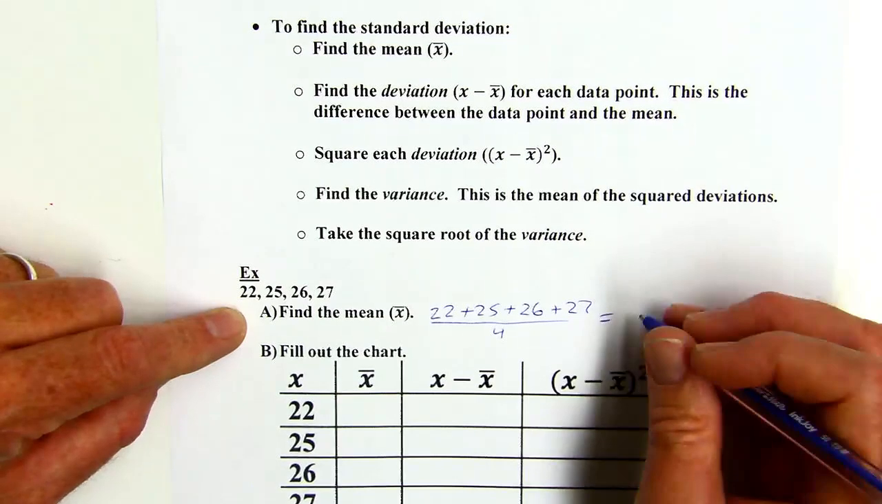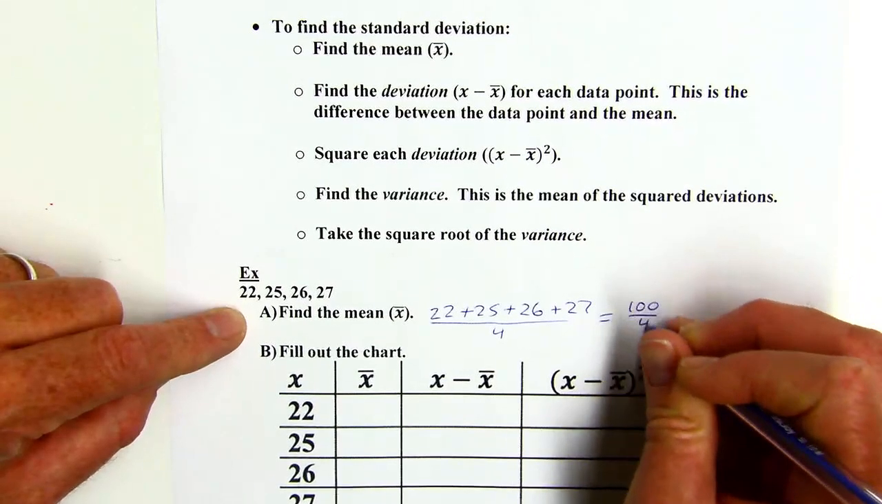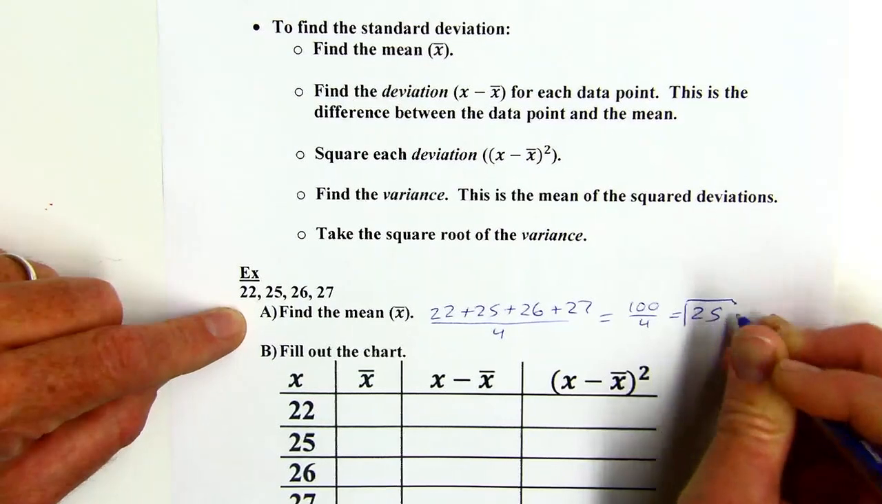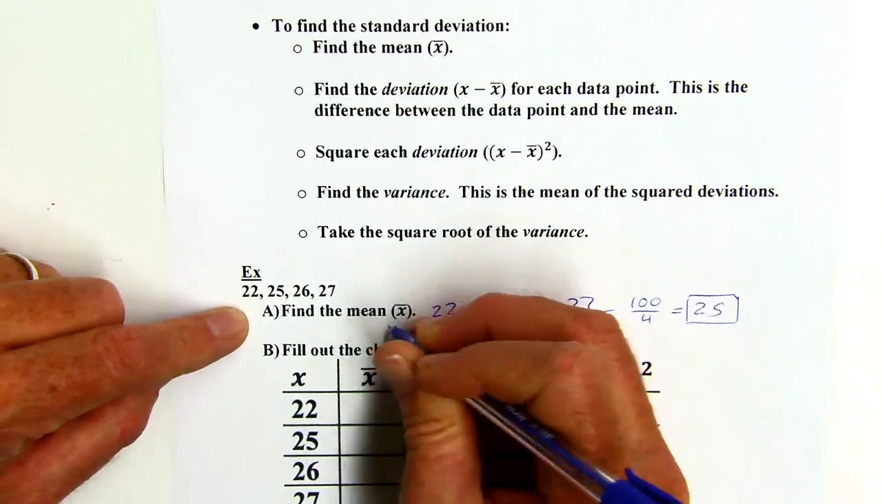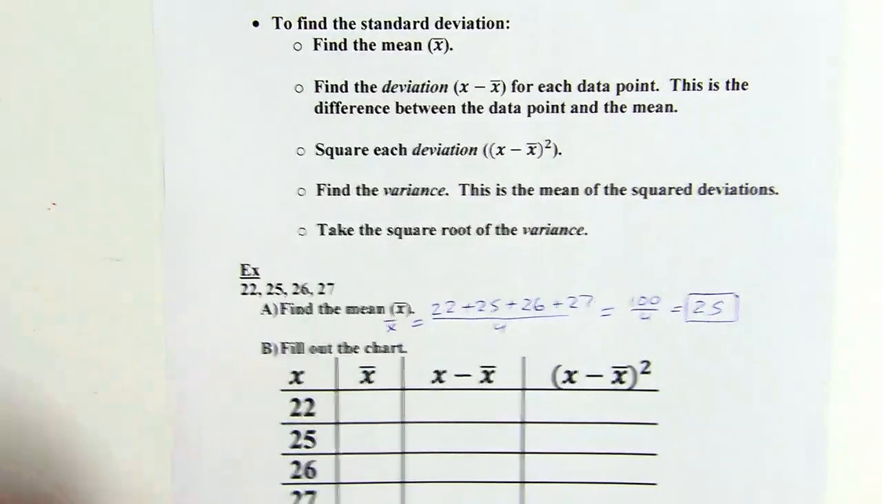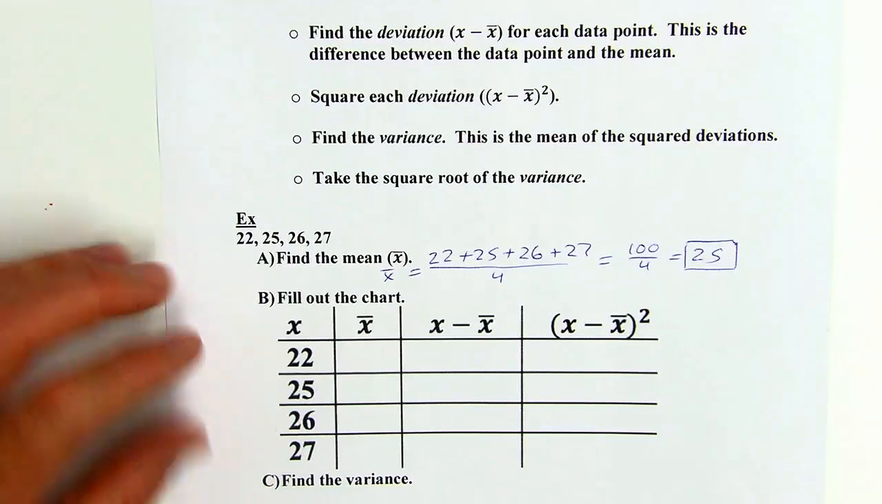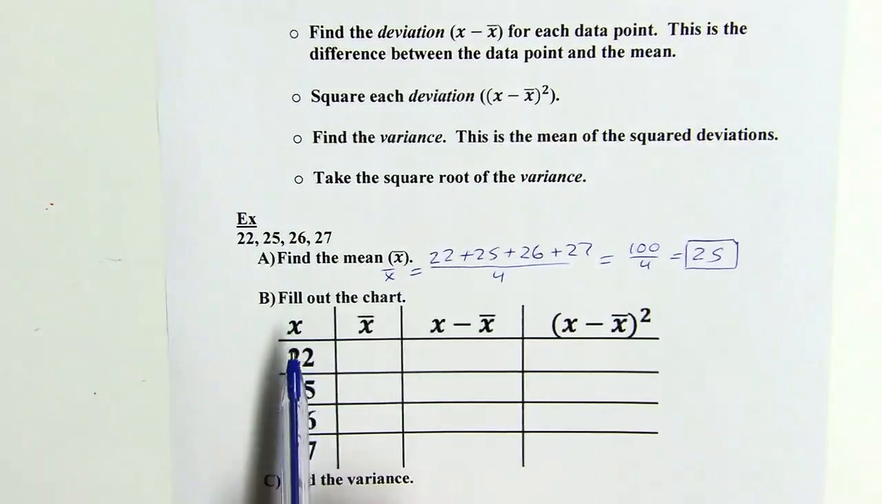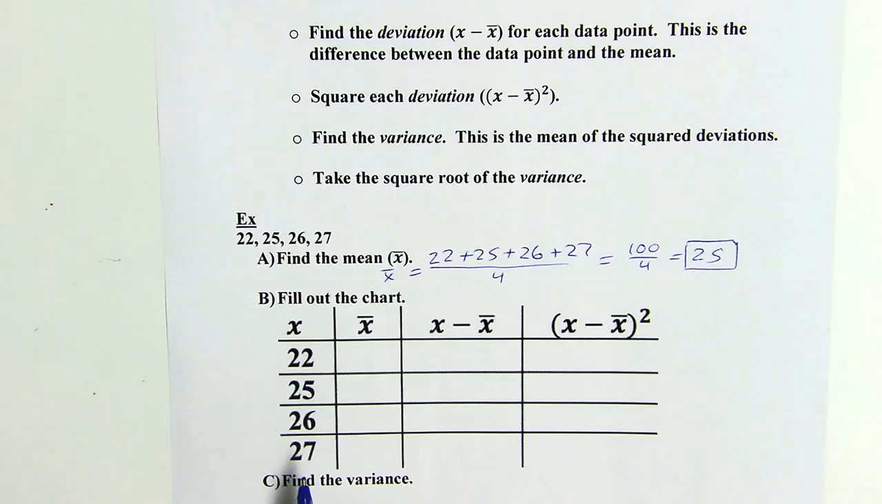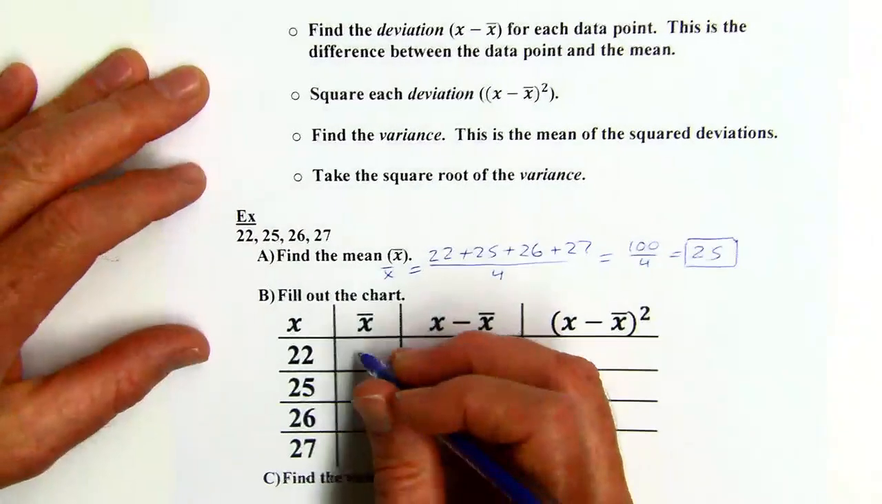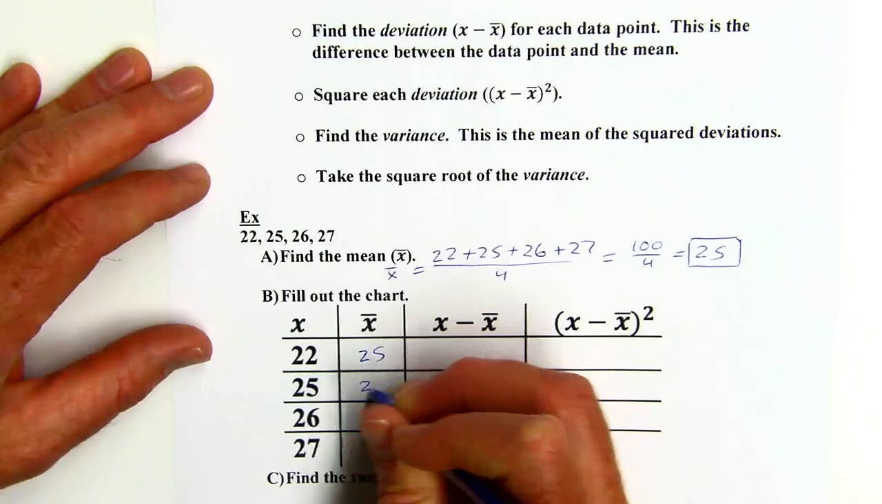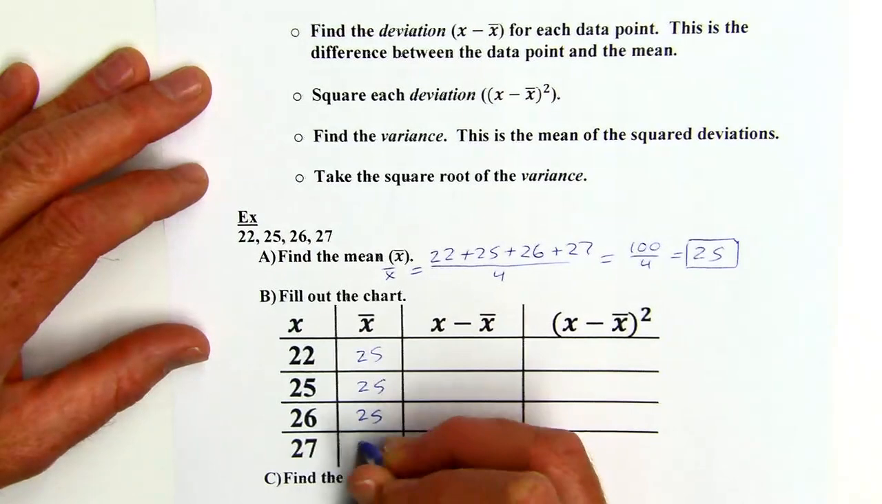Okay, that's going to give me 100 over 4. Means the average there is, this was for my X bar, that's the symbol for mean. So my mean is 25, okay? Now I've got this chart. The X's are just my original data points that are just listed there, okay? In this next column, I'm going to put the mean in. I just found the mean, so I'm just going to put 25 in every slot going down that column, okay?